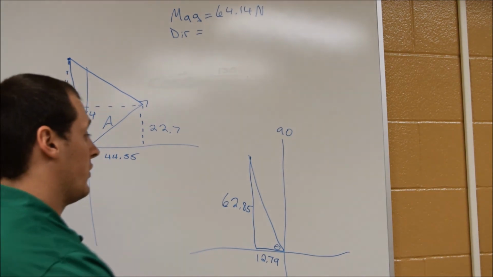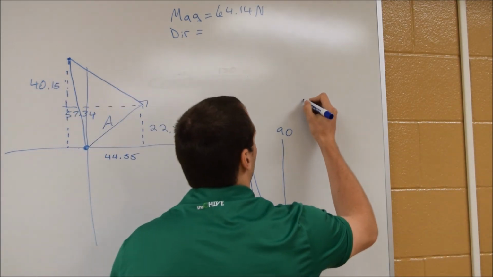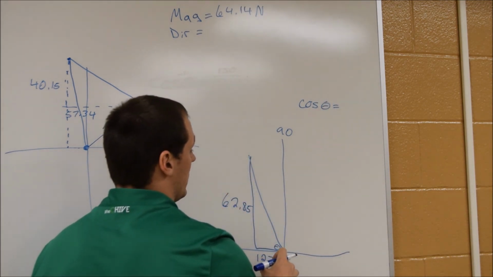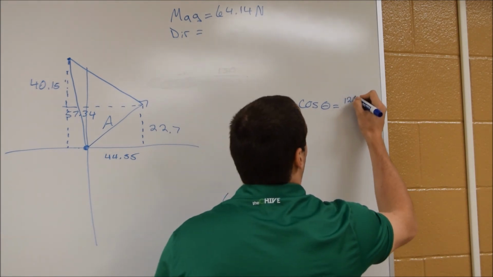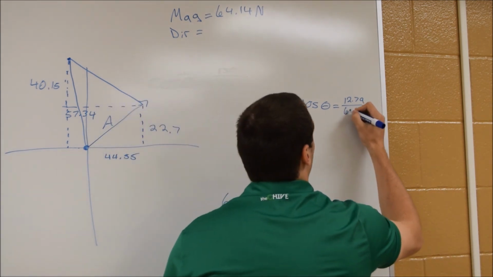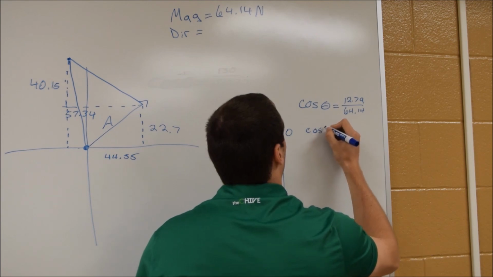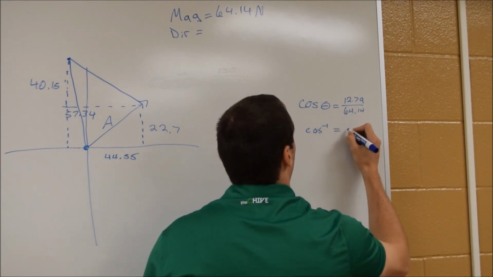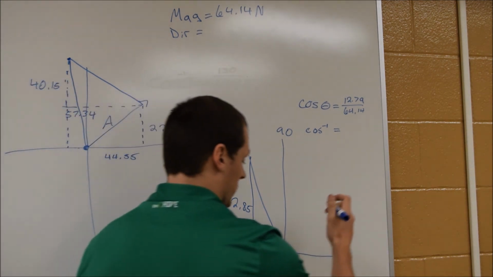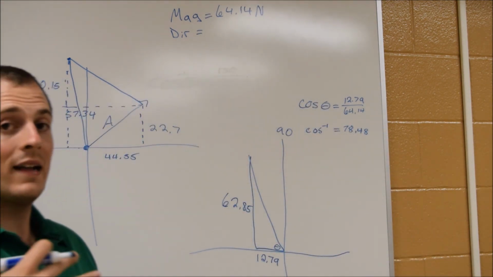All right, so now that we've got our magnitude solved, all that we need to do now is find our direction, which is the same thing as saying the angle. So let's say we want to use the cosine function. The cosine of our angle is equal to the adjacent side, which is 12.79, divided by the hypotenuse, which we just found out is 64.14. And then make sure this is the inverse cosine. When we put that into the calculator, you'll end up with the angle, which is 78.48. But that's not the final answer yet.